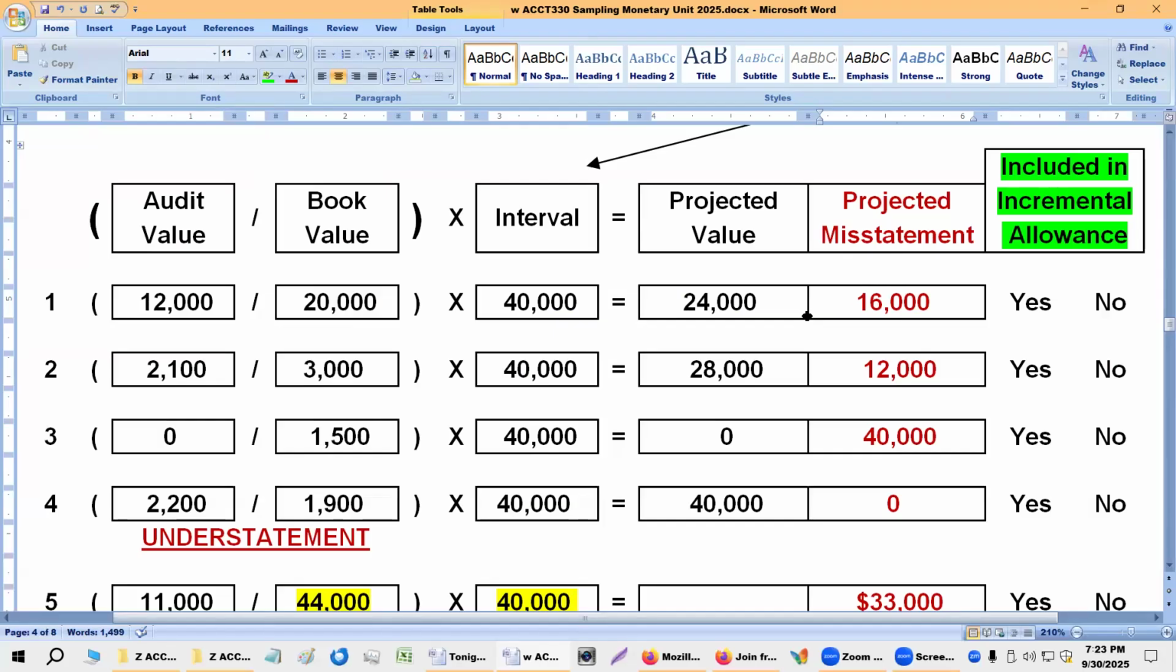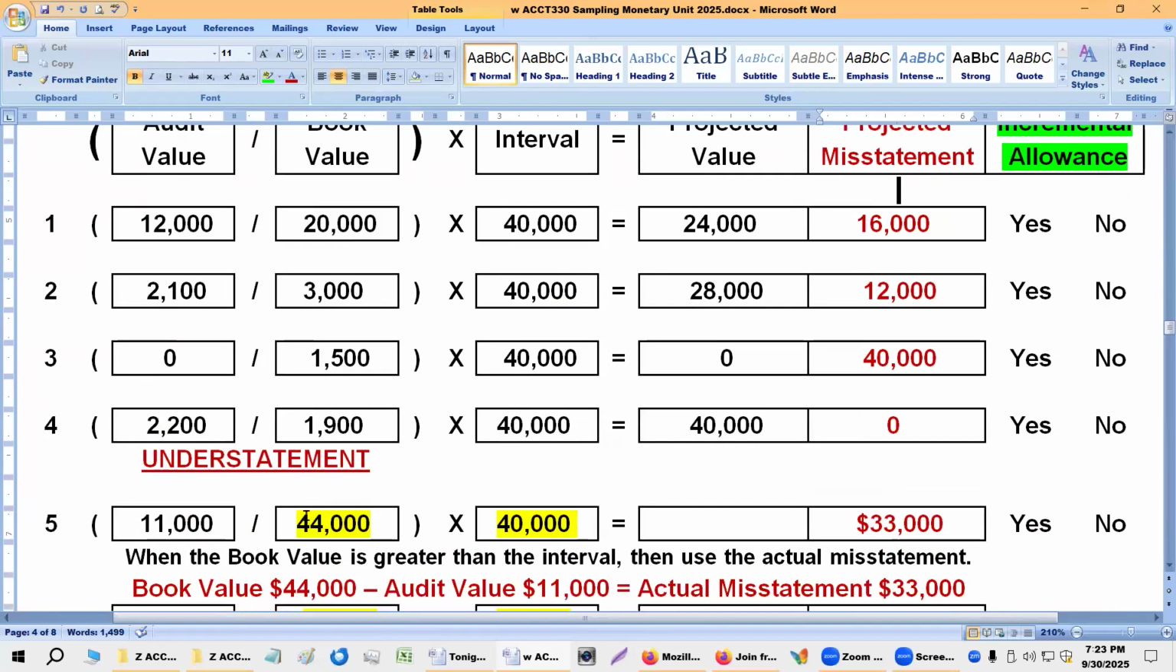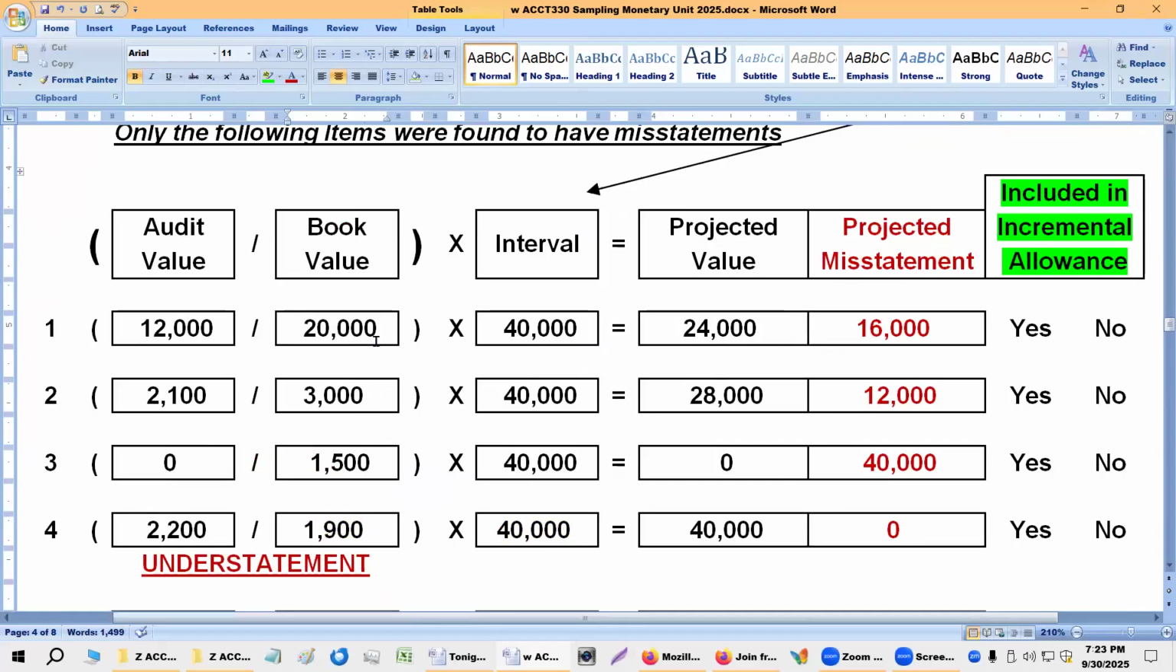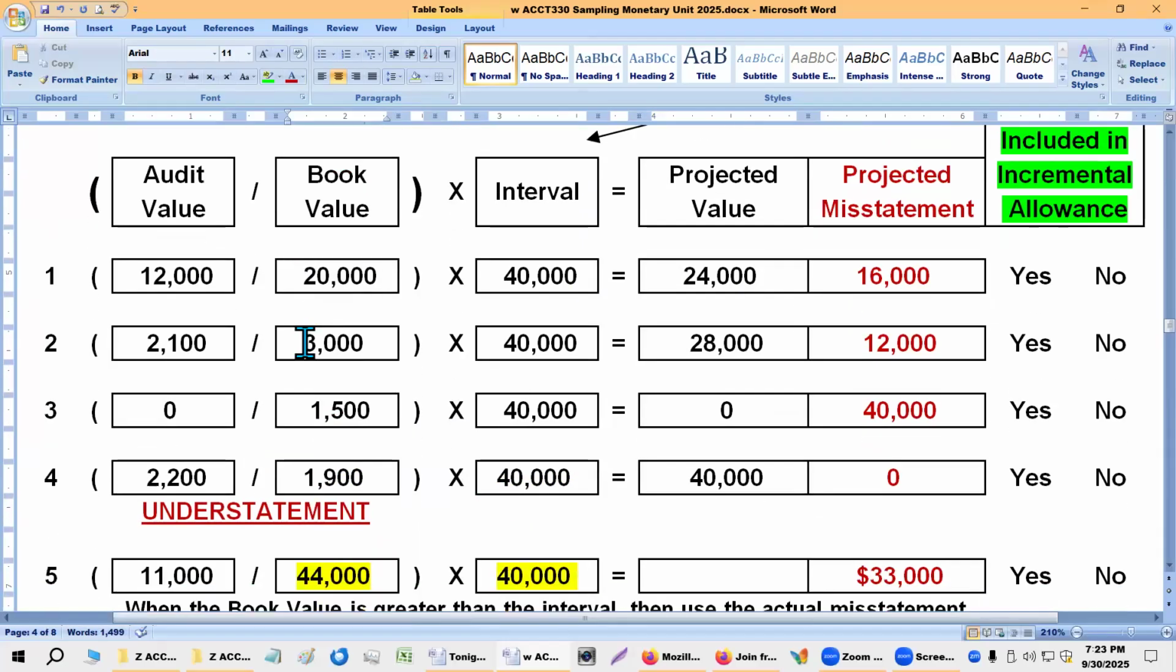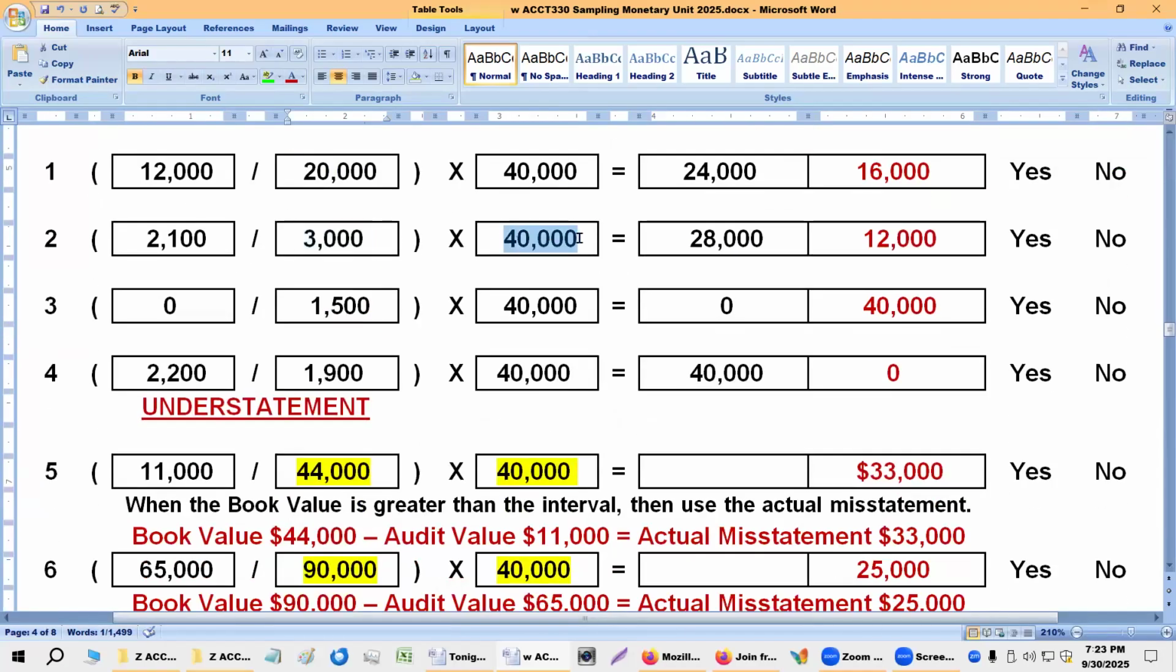This is kind of a theoretical idea that if there's evidence that an interval is misstated and the book value is not more than the interval, it could be misstated by more because there could be more things in that interval. For instance, let's take the second one here. 3,000 was the book value. Well, the total book value for that interval is 40,000. So there's 37,000 more stuff. And if there's already an error there, there's a possibility that it could be more.